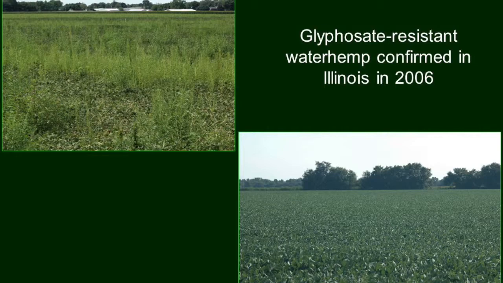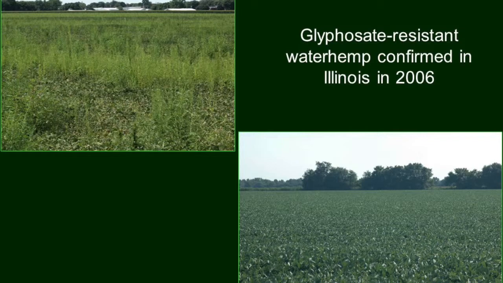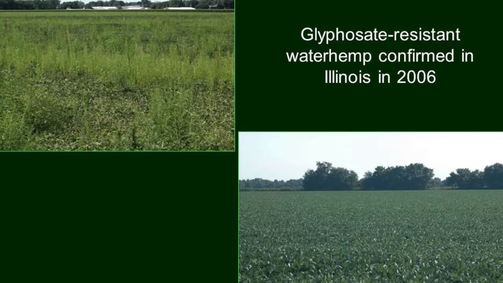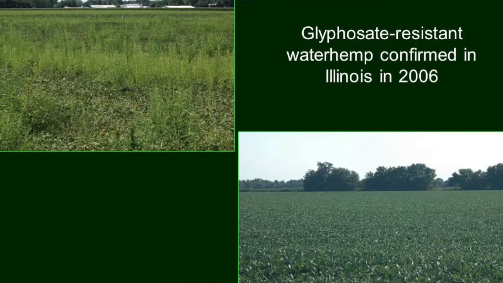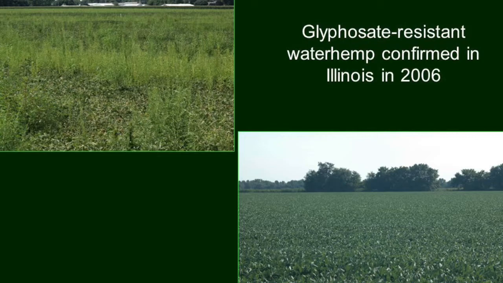And I want to tell you a little bit about how this project originated. Back in 2006, we first confirmed glyphosate-resistant waterhemp in Illinois. This location was a couple hours south of where I'm located here. As we drove back and forth, we did on-site research at this location for a couple years following its identification.